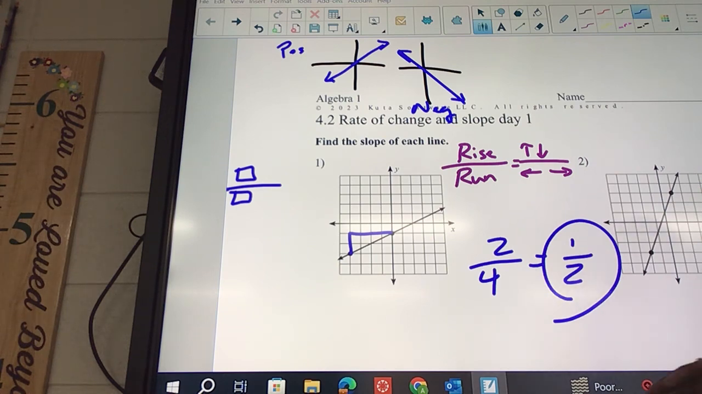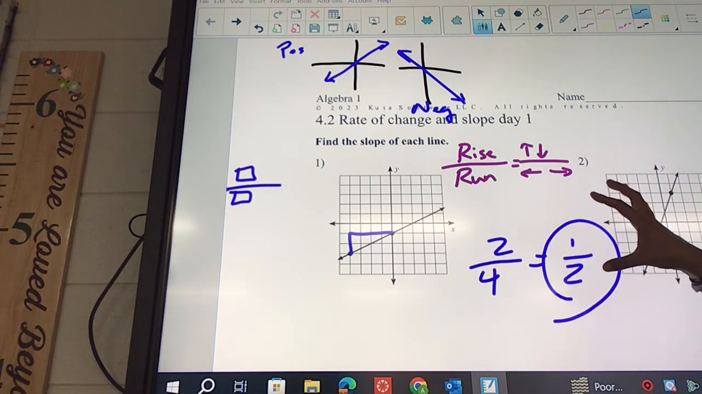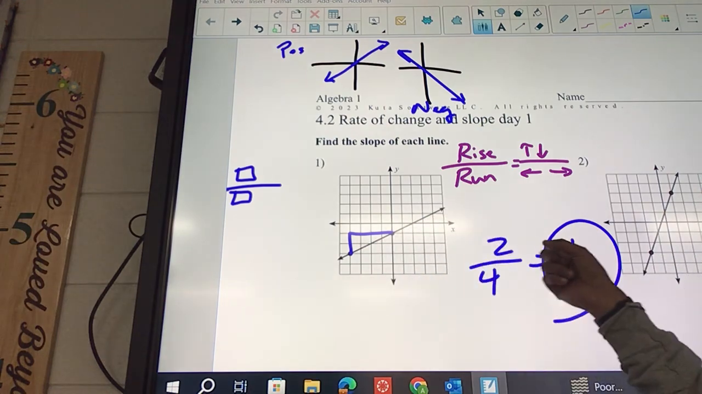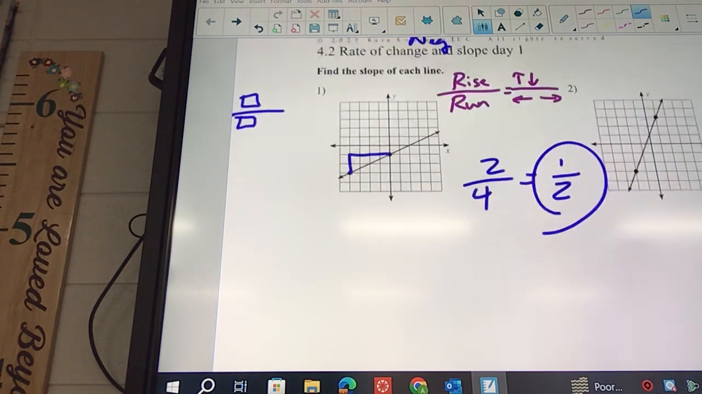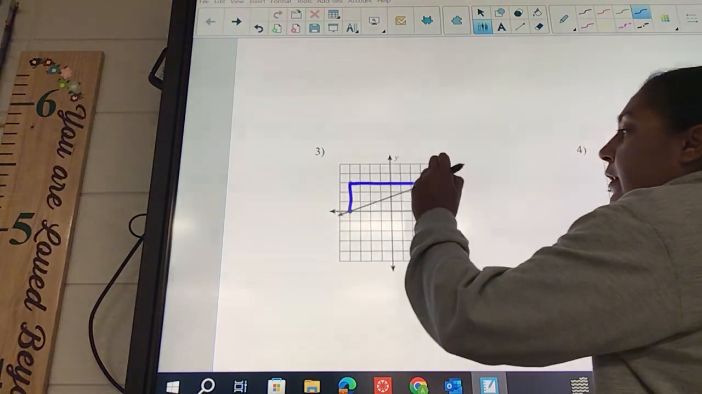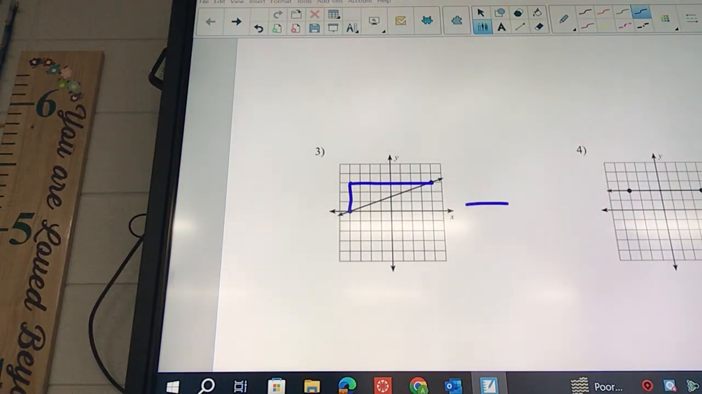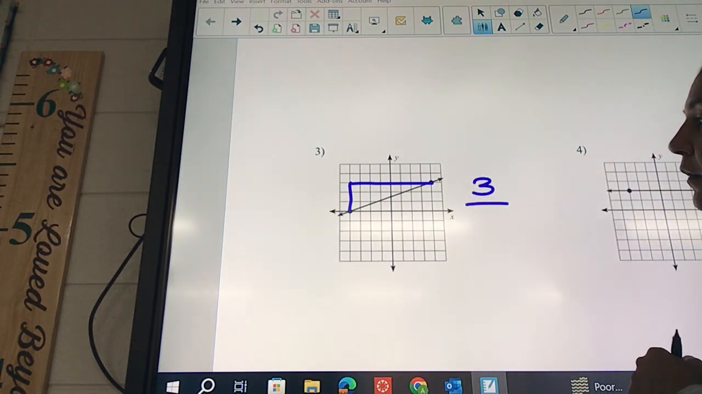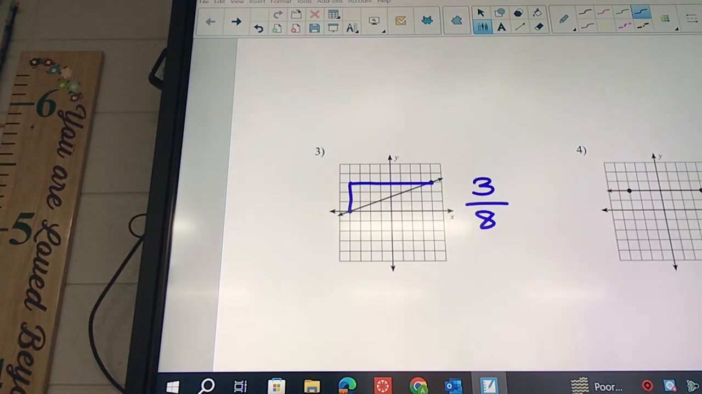Okay, and then lastly, and it wasn't necessary on this one, this is a positive line. If it was a negative line, you have to put a negative. Okay, look at 3. How much do you rise? How much do you run? How much did we rise? 3. We went up 3, and we went over how many? 8. And again, you can check that fraction on your calculator to see if it reduces. If you don't know how to type it in, please let me know so I can show you.